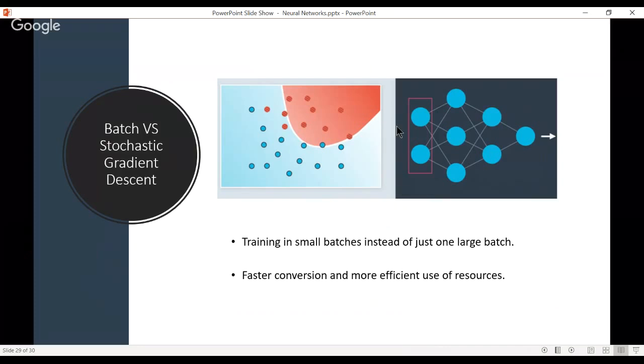If you are using small batches, and you see you have gotten a good accuracy, or if you are going in the wrong direction, you have the option of stopping the training in between. So using small batches is a better use of your resources and time, and it also leads to faster convergence because the network is updating stochastically, dynamically at the same time.